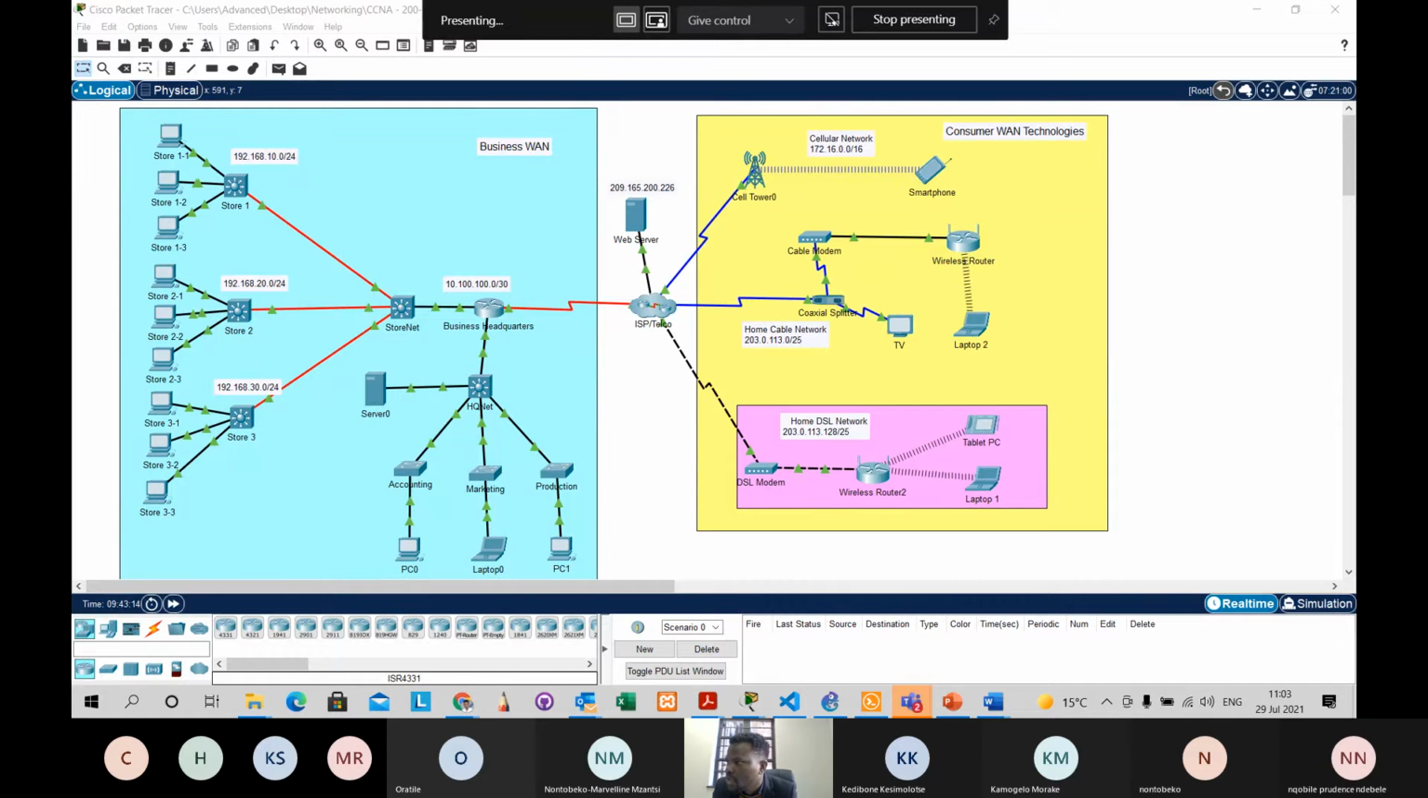Your mic is on mute, Nontobago. Okay, but basically the person who's the owner of the resource is the one that decides who has access. That's what we call discretionary based access control.